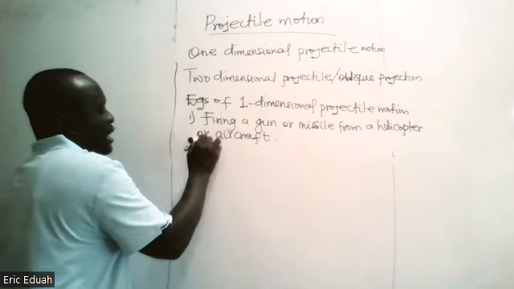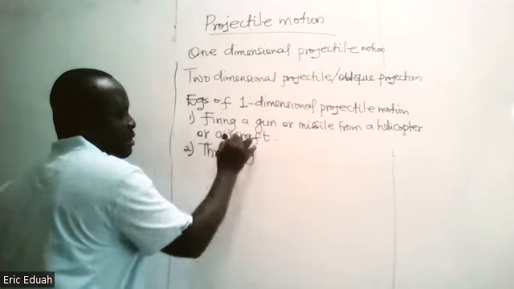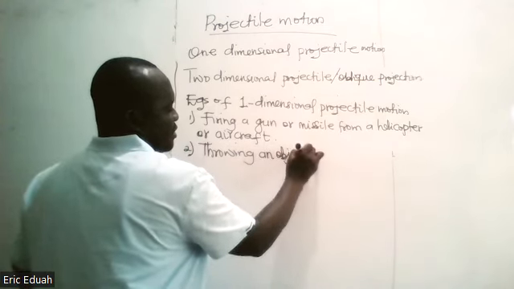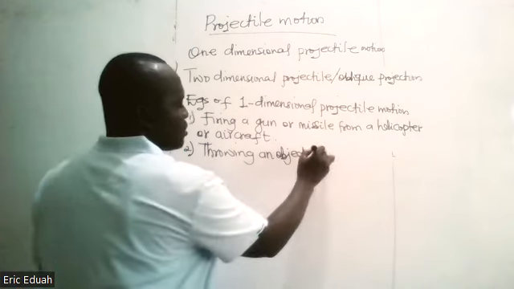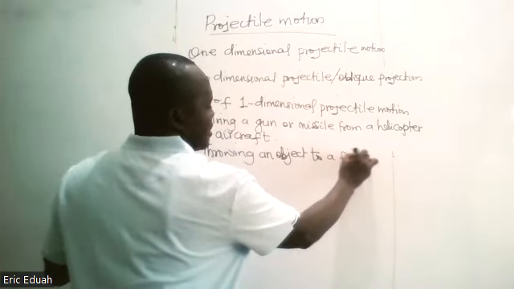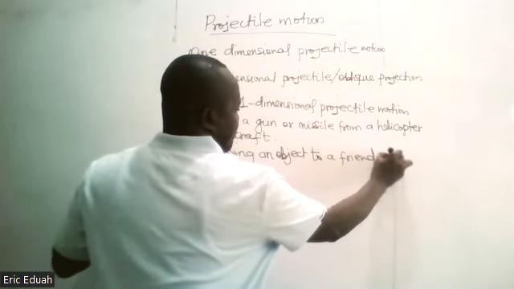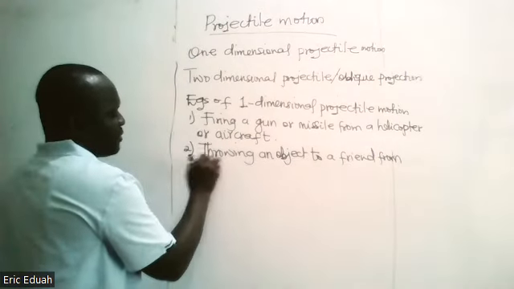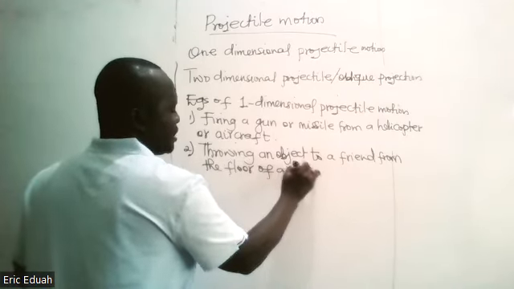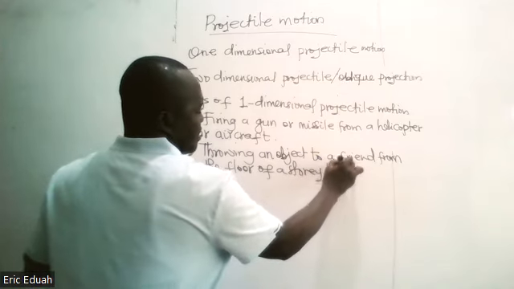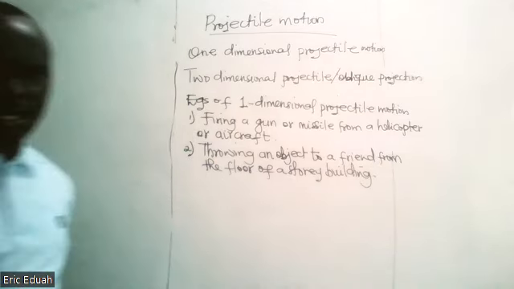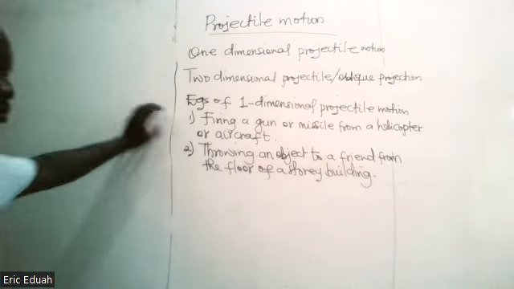We can also be throwing an object to a friend from the floor of a storey building. All of this would give you a one-dimensional projectile motion.